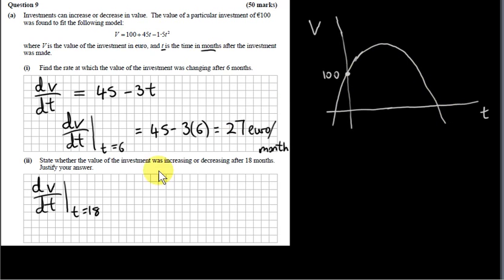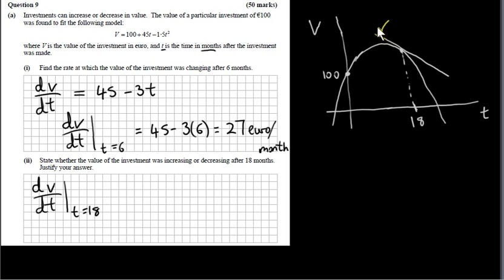Just to explain what we're trying to do here, we're interested in seeing whether V is increasing or decreasing at t equals 18. So let's suppose 18 is over here. We can see that as time goes on, beyond 18 months, V is actually decreasing. The graph is going down. That's actually the case, as we'll see when we calculate this derivative. When we calculate dV/dt, we're getting the slope of a tangent to the curve. If that tangent is sloping this way, then its slope is negative. And that's what we'll see.